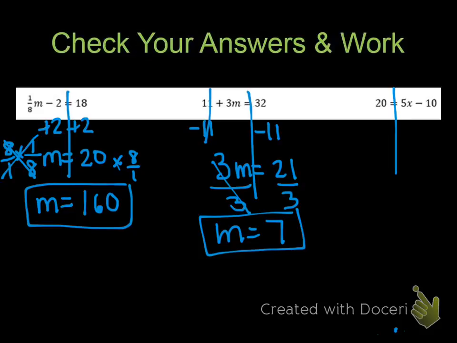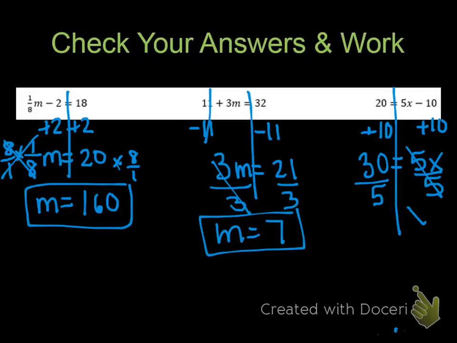Number 3 here. Draw that line. You want to add 10 to both sides. You get 30 equals 5x. I have multiplying, so I'm going to divide by 5 on both sides, and we get 6 equals x, or x equals 6. Doesn't matter which way you write that.